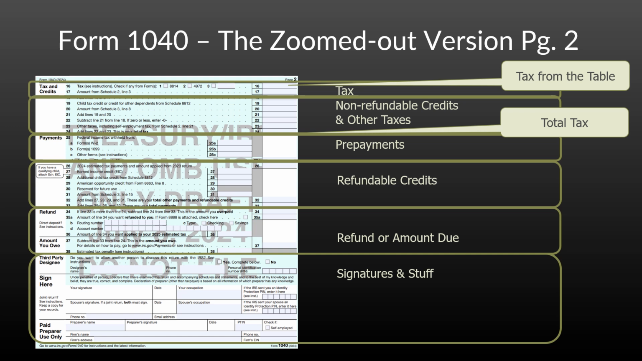Our last section is just signatures and stuff. You have signatures for the taxpayers. You have signatures if somebody else is going to be in contact with the IRS for the taxpayer, and a section for paid preparers. And just so you're aware, as volunteers, VITA volunteers, we are not paid preparers. So that covers our page 1 and page 2, a zoomed out view of our 1040.